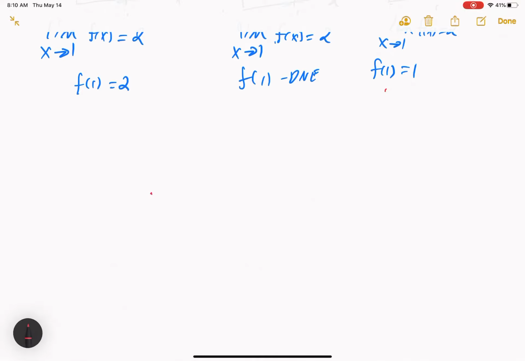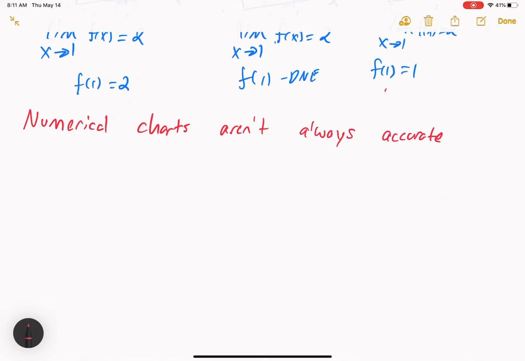So I'm just going to make a claim real quick. Numerical charts aren't always accurate for investigating limits. My bad. I need to look at my notes when I actually write this.